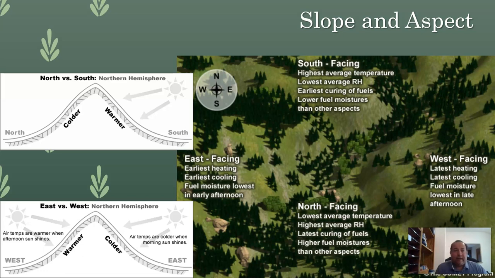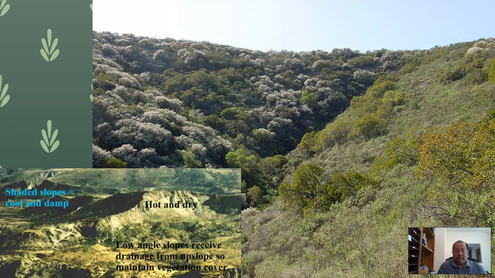So when you see places with topography and trees, you're going to see more dense stands of trees on north and eastern slopes, and on things that are south facing or west facing, you're going to see more grass and more shrubs. And so what does that look like? It looks something like this.